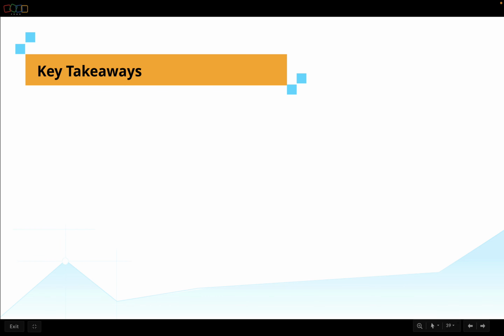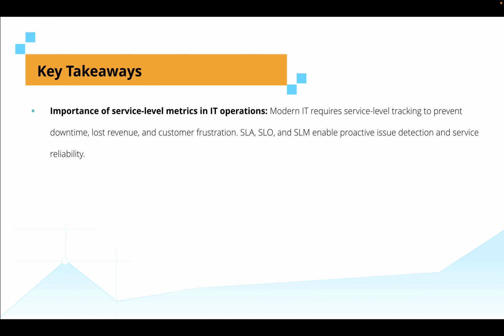So that brings us to the end of this webinar. Let's quickly recap the key takeaways. First of all, the importance of service level metrics in IT operations. Tracking service level metrics is crucial for ensuring efficient and proactive IT operations. Poor service quality leads to downtime, revenue loss, and frustrated customers. SLAs, SLOs, and SLM dashboards thus prove vital in catching anomalies, optimizing processes, and maintaining service reliability.